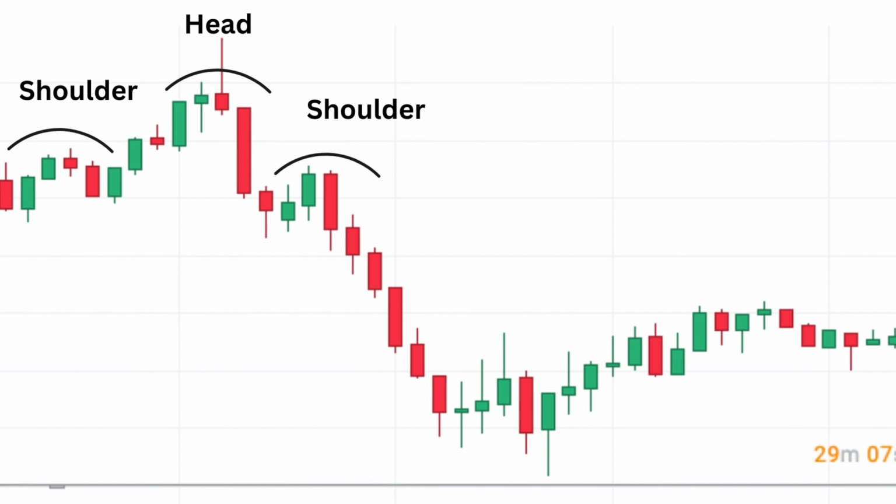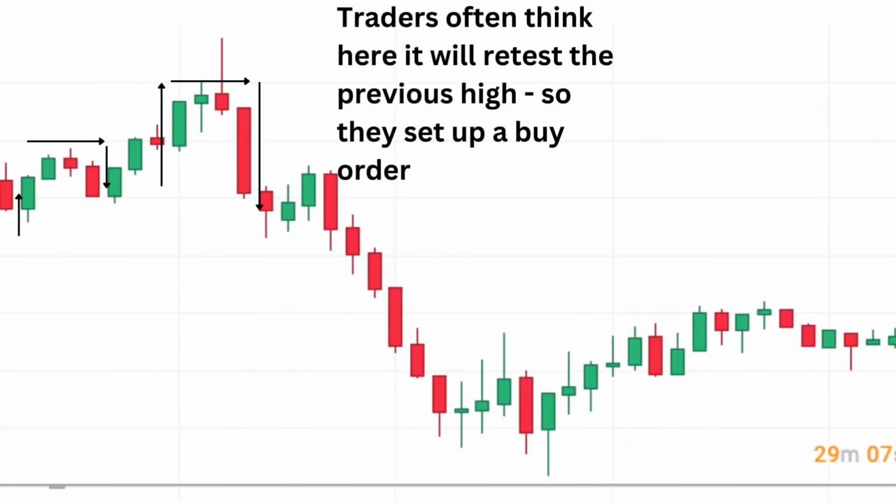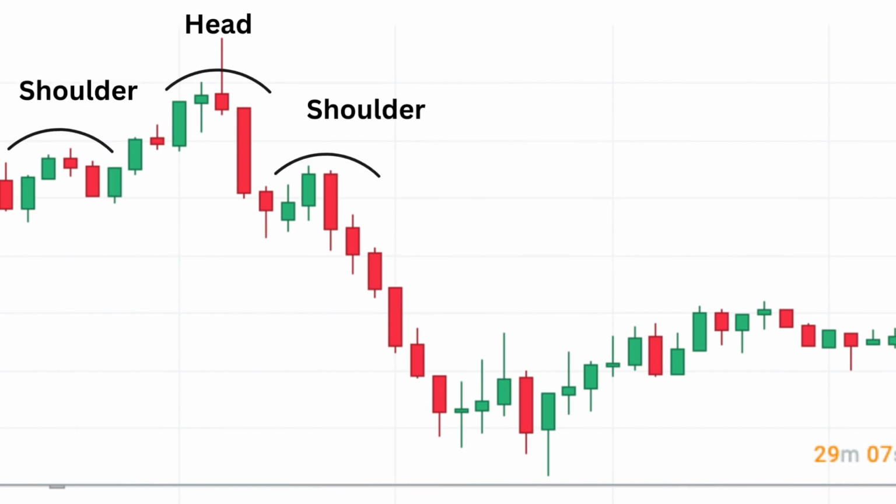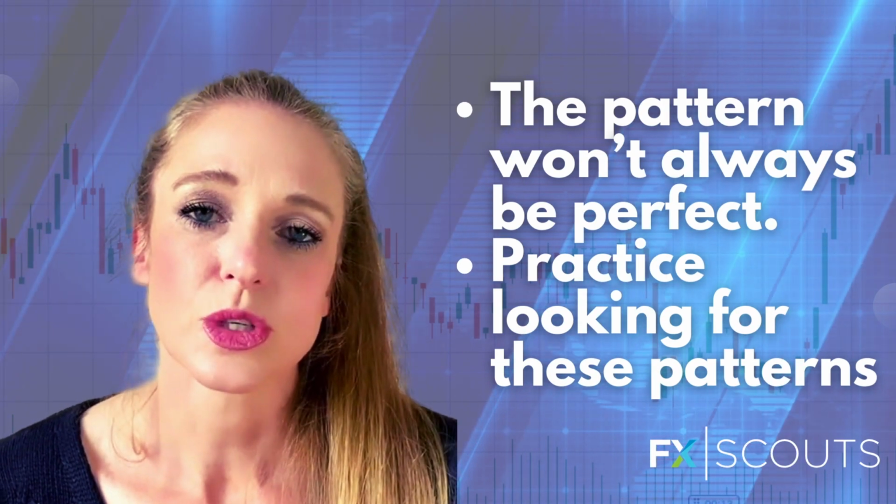So in other words, the security goes up, it moves sideways, moves up again, goes sideways or consolidates, then it moves down, and what most traders think is that it will retest the high, and so they set up a buy order at this point. But what happens more often is that the price drops and completes that Head and Shoulders pattern. So what you want to look for in this instance is the upright Head and Shoulders, and once you identify it, you should expect the price to break out to the bottom. So that's the usual Head and Shoulders pattern.